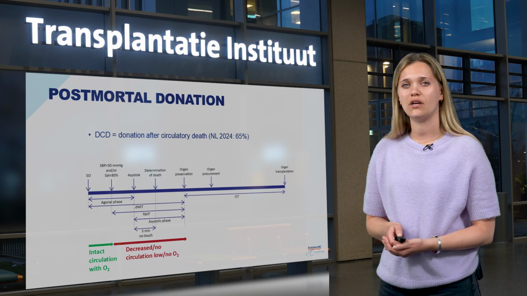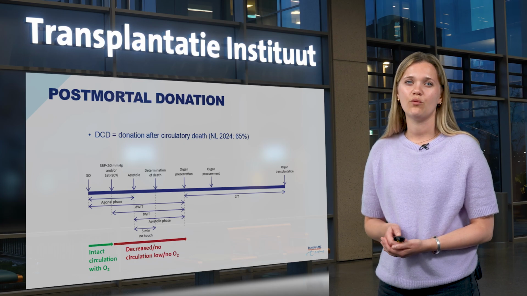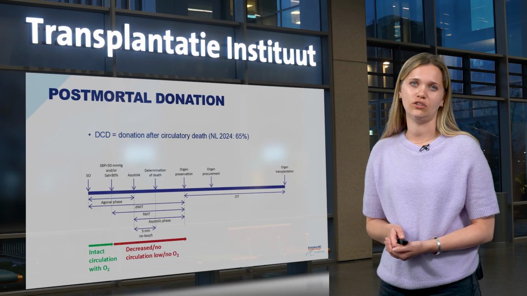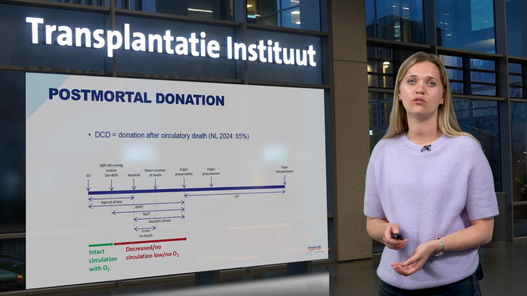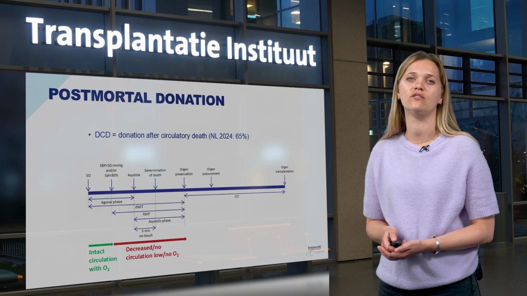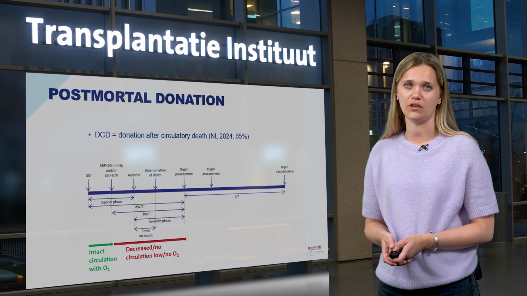But if the donor stops breathing and the heart stops beating enough blood to all the organs, we have no circulation or lower circulation and no oxygen delivery to the organs, which is detrimental for the quality of these organs. And this is one of the main reasons machine perfusion is very important, to also use these organs for transplantation.